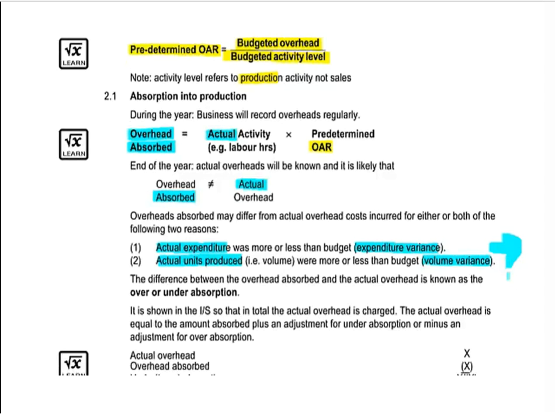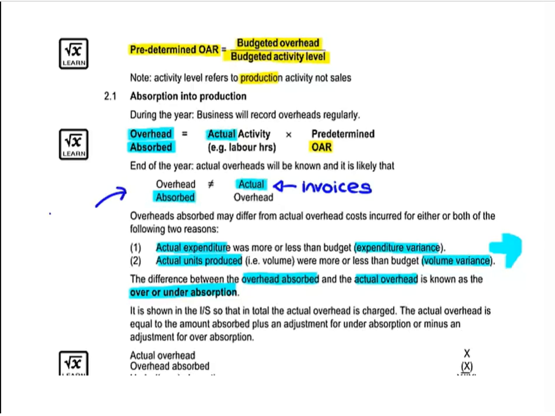But what we're concerned with at the moment is the difference between the overhead that's been absorbed, i.e. the OAR times the actual activity, and the actual overheads. That difference is over or under absorption. So just to recap then, the actual overhead will be the value of the invoices. So at the end of the period, when all of the bills come in and we see how much we've spent, that will be the actual overheads.